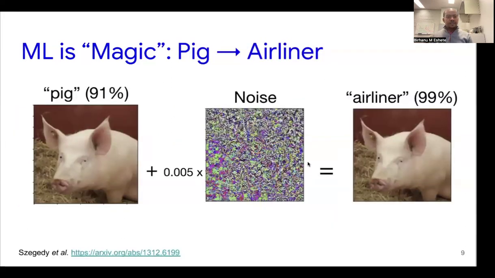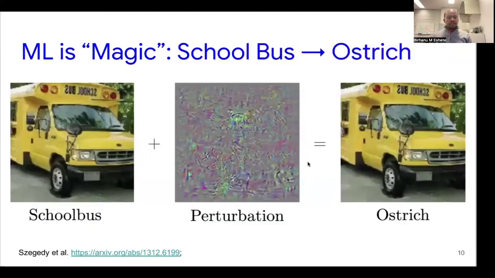Another funny example is where a pig is misclassified as an airliner. Again, this phenomenon of being less confident on the right prediction and more confident on the wrong prediction keeps repeating itself. Here is one last example on the funny side where a school bus is misclassified as an ostrich. And again, the perturbation here is pretty comparable to the three examples I gave.